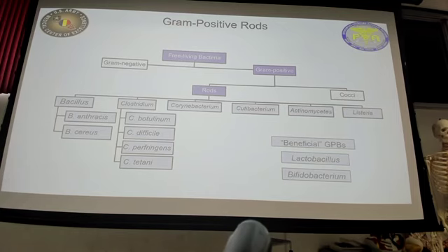Typical, actually, we're not talking about any cocci, so all gram-positive rods. Bacillus and Clostridium are the ones that will take the majority of our time in this deck. And we'll only talk about Bacillus today. We'll talk about Clostridium starting tomorrow. Corynebacterium will not take a lot of time. We'll just talk about diphtheria.